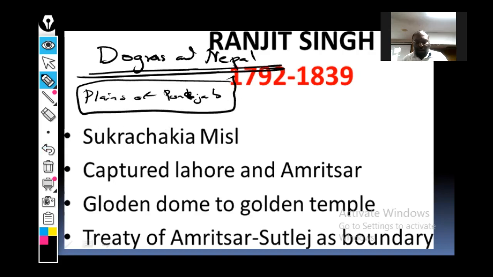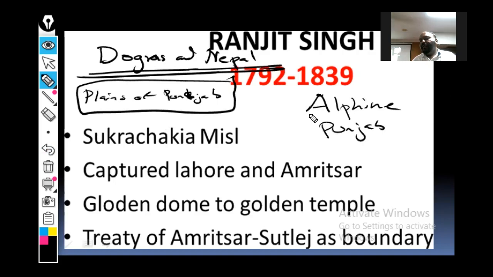So you can see that the Dogra chief in the Alpine Punjab. What do you mean by Alpine Punjab? Alpine Punjab means what? Alpine. What kind of vegetation or climatic zone is this? It is a desert. Is it a floodplain?